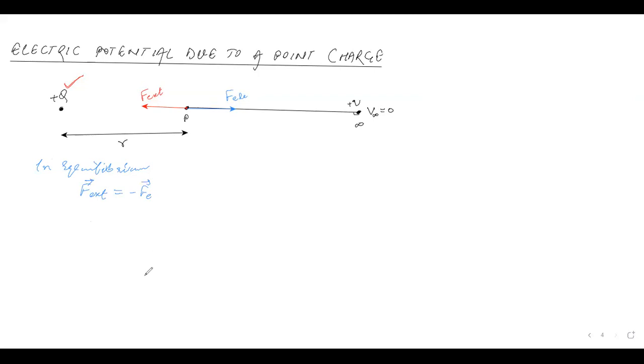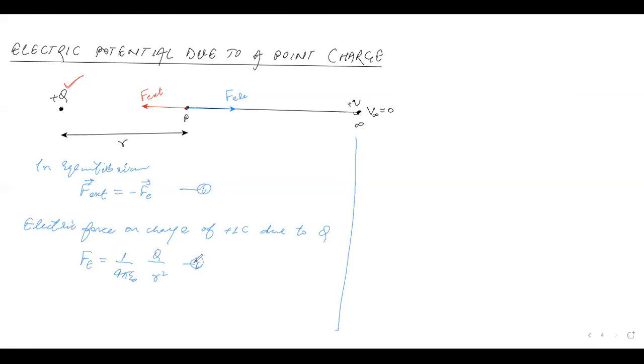So what is the electric force? The electric force on a charge of plus 1 coulomb due to Q is F electric equals 1 over 4 pi epsilon naught Q over R square. Sorry, not X, we have taken R here. So this is your electric force. This is equation number 1 and this is equation number 2.